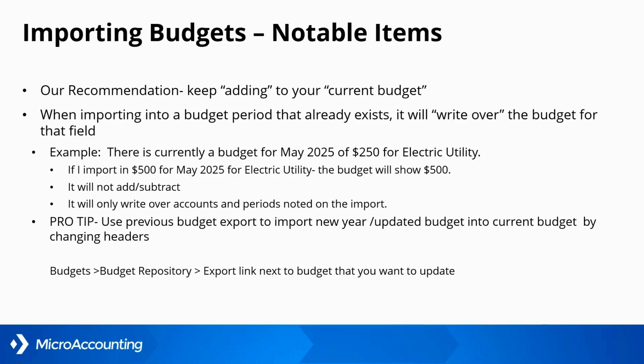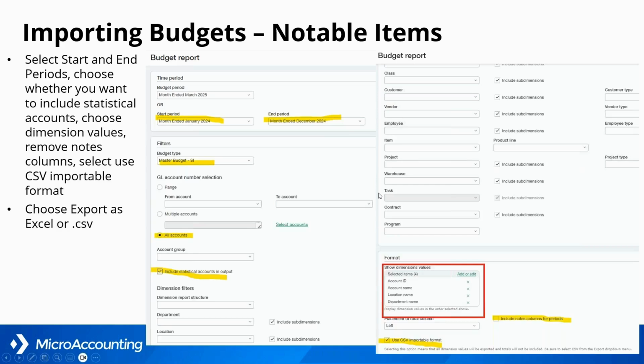Some steps that you need to take in order to do that, I wanted to make sure they were on a slide for you so that you had that for your records. If you go to budgets and the budget repository, there is an export link next to the budget that you want to update. You're going to export it, and you're going to select your start and end periods. You're going to choose whether or not you want to include your statistical accounts.